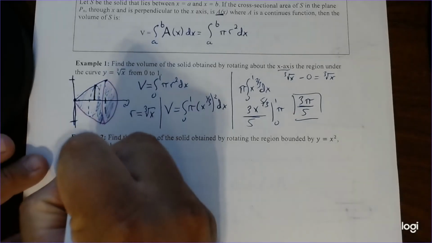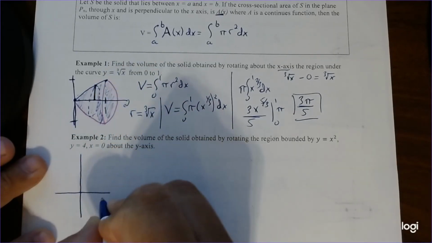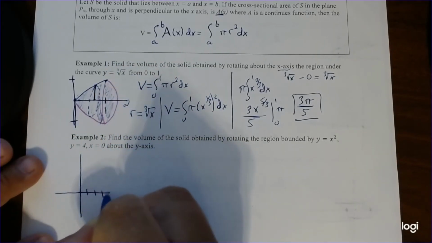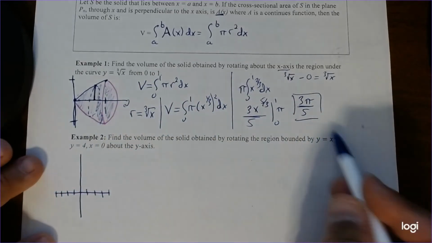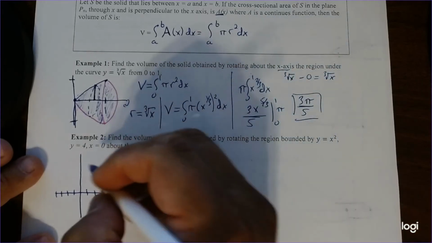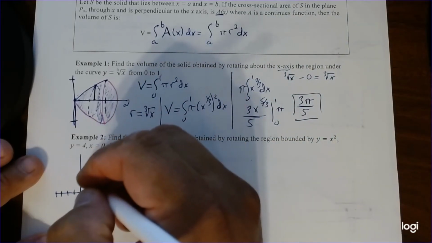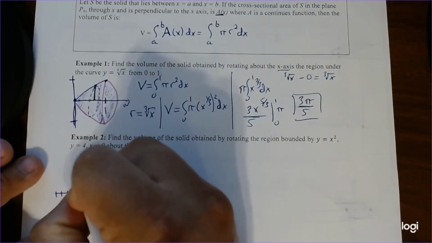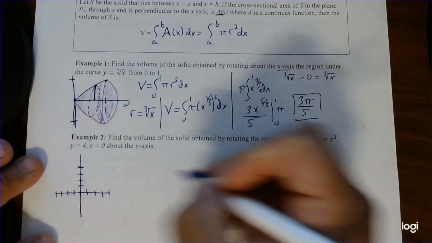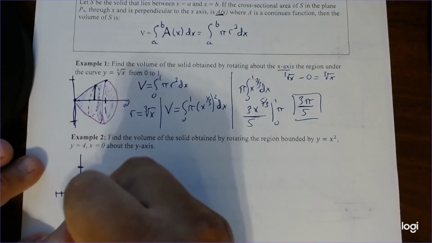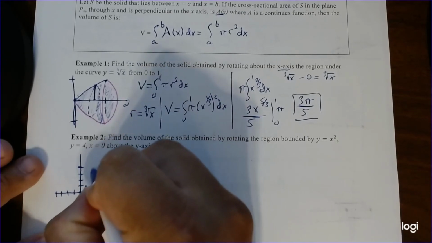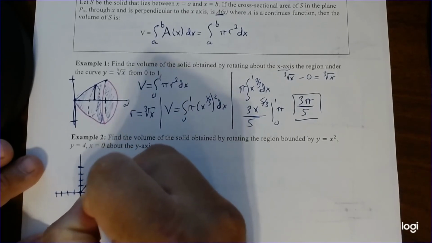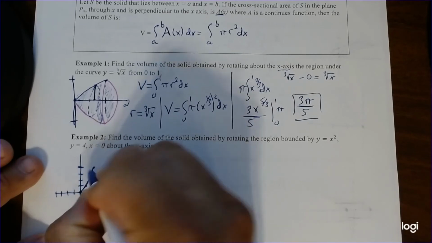So again, let's see what the heck's going on so we can see what's actually happening. So first off, let's just graph the region, and we want it from x equals 0 to y equals 4. So we plug in 0, we get 0. Plug in 1, we get 1. Plug in 2, we get 4. So there's our portion.